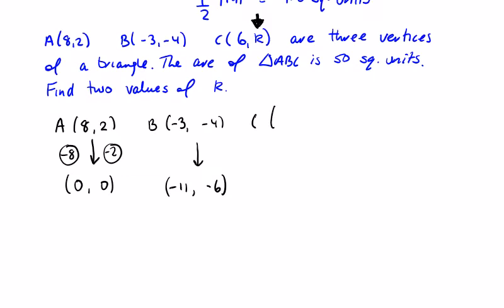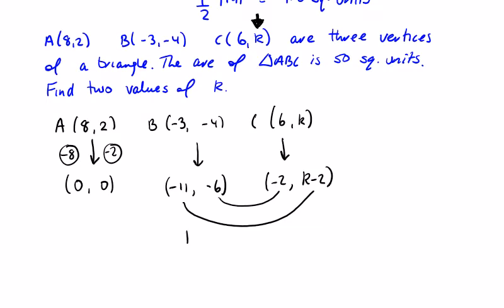C is the point 6k. So just the same maths involved. Down 8 from x, we're going to get to minus 2. And down 2 from k, we're going to get to k minus 2, whatever k is. Now, I have my 2 outside, my 2 inside, half the absolute value of minus 11 by k minus 2 minus minus 6 by minus 2.